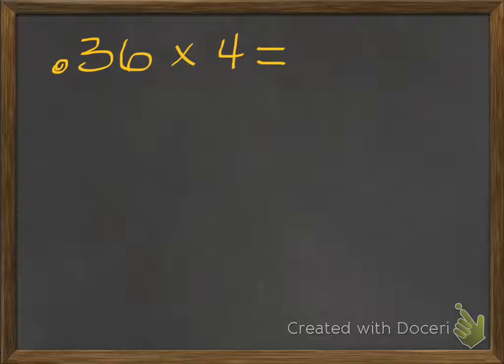Okay, so 0.36 times 4. Hopefully you took 0.36, put it on the top, and multiplied it times 4 on the bottom. It doesn't matter whether you put the decimal number on the top or the decimal number on the bottom.